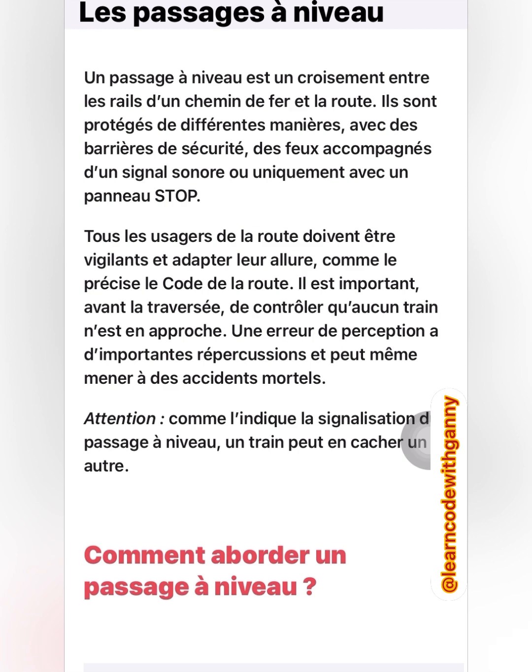A level crossing is a crossing between the rail of a railway and the road. That's the meaning of level crossing. They are protected in different ways, with a safety barrier, a light accompanied by an audible signal, or only with a stop sign. All road users must be vigilant and adapt their pace as specified in the highway code. It is important, therefore, when crossing, to check that no train is approaching. A perception error has a significant repercussion that can lead to fatal accidents.